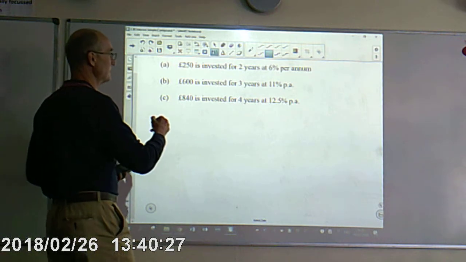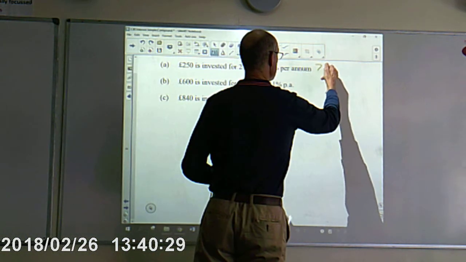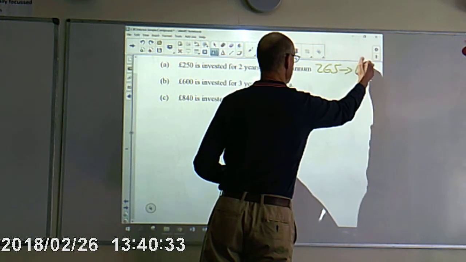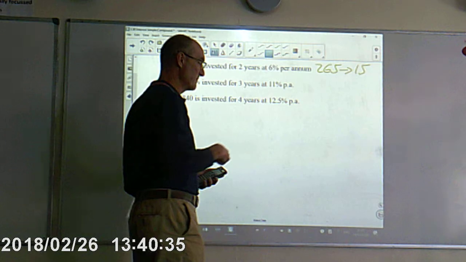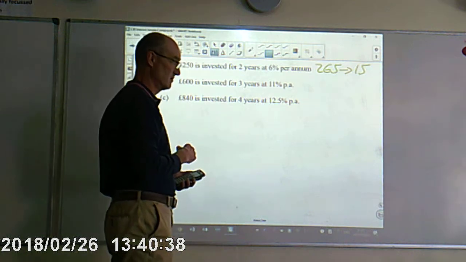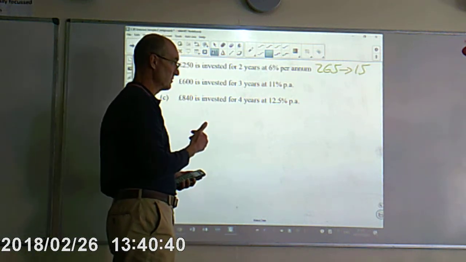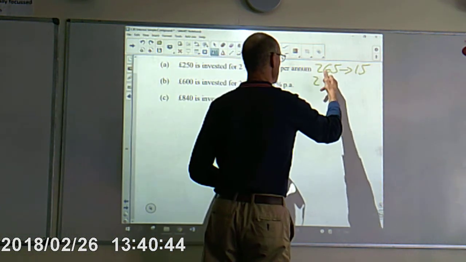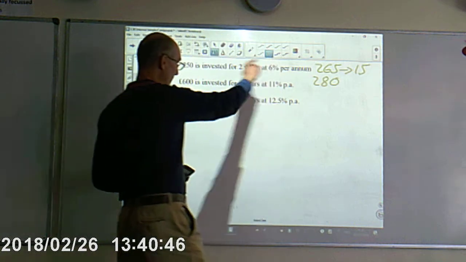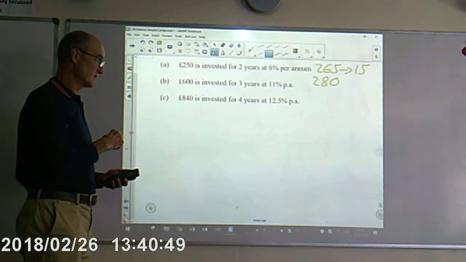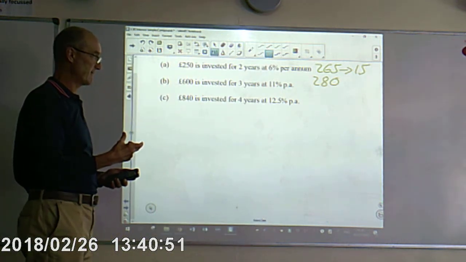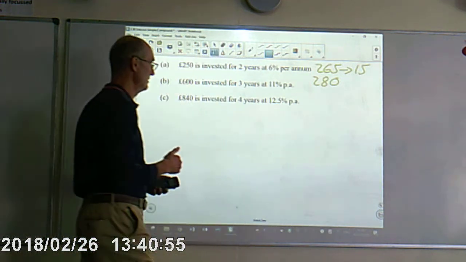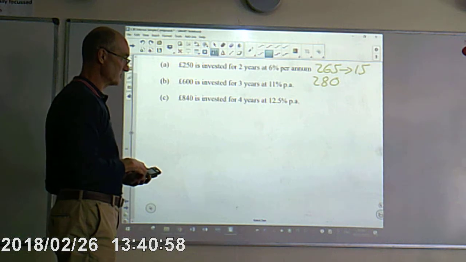So for A, 265, which means that I've earned £15 interest. So I add another £15 interest for the second year. So £15 onto that 265 gives me £280 in total. Effectively, if I worked out 6% of 250, it's actually 15. Okay? So £15 for the first year, £15 for the second year, takes me up to £280. It's simple interest.